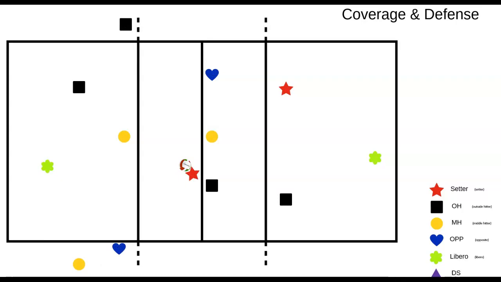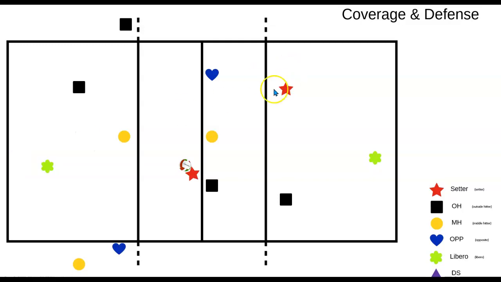Okay, so the defense side is going to be the serving side, and the coverage side is going to be the serve receive side. And coverage means I'm covering the hitter. So we are in offense when we are in coverage, and then obviously we are in defense when we are on defense, right? That makes sense. Let's look at our positions.